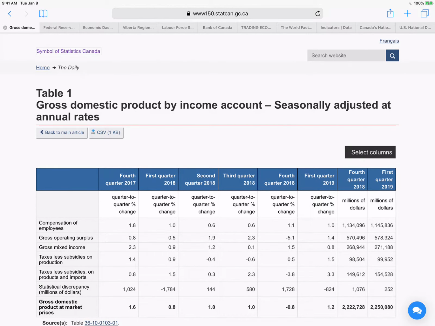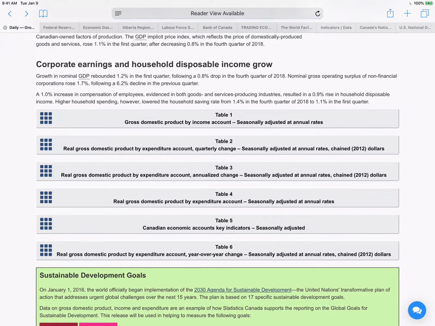We can also look at it in nominal terms, meaning we haven't taken out inflation. And so if you don't take out inflation, what you see is it's about $2.25 trillion. So that first table has it in nominal terms, and the table we looked at before, table 3, had it in real terms. So we'll talk about the difference between nominal and real this semester. We'll talk about the income approach and the expenditure approach. But for now, we just want to know how big is the economy. So over $2 trillion is the size of our economy. We can get that information then from Stats Canada.